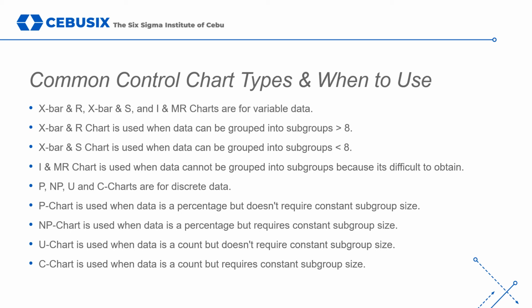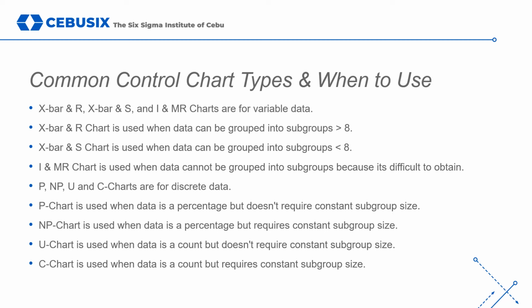The U chart is used when the data is discrete and is presented as a count rather than a percentage of defects. It does not require a constant sample or subgroup size, and it plots the number of defects per unit. It is used when the data is about the defects themselves and not the overall defective product.